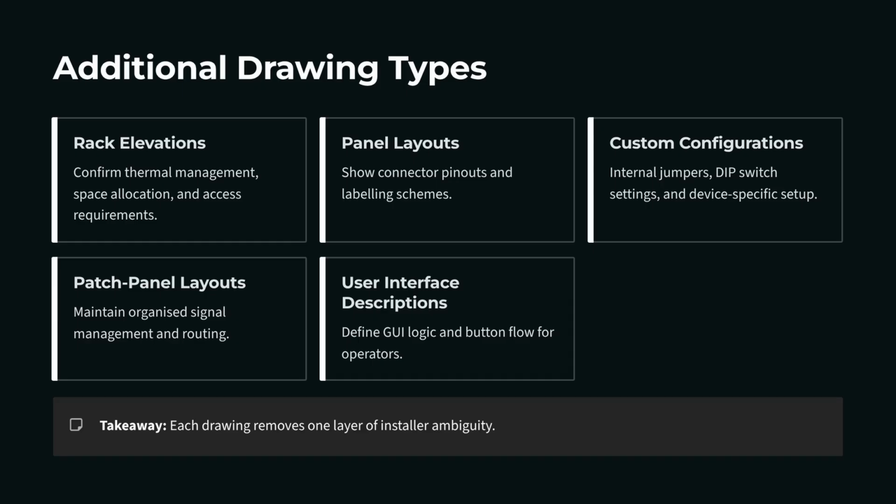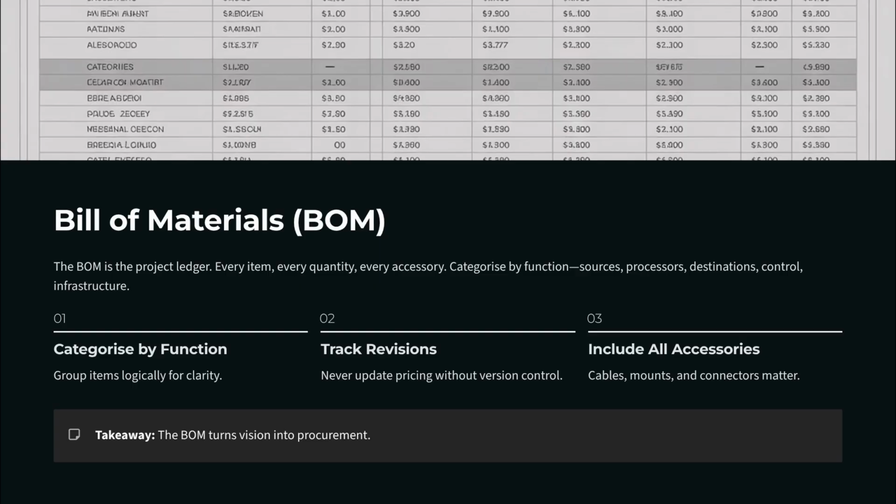And when it comes to the shopping list, there's nothing more important than the bill of material. The bill of material, or the BOM, is the project ledger. Every item, every quantity, every accessory. When you build this, categorize it by function: sources, processors, destinations, control, infrastructure. Include pricing if required, but never without revision tracking. The BOM turns vision into procurement.